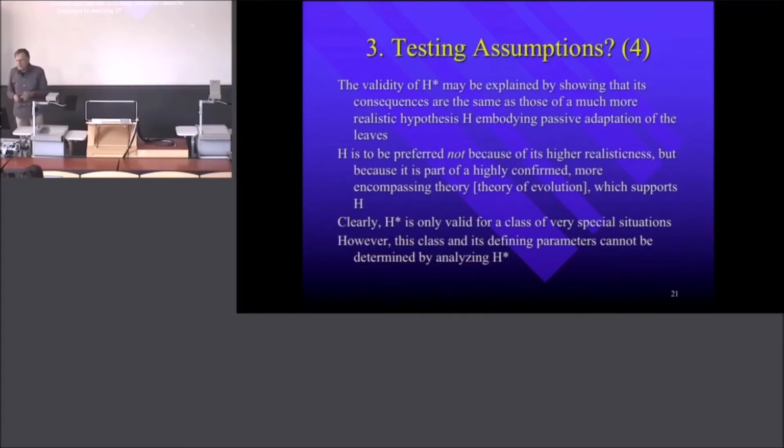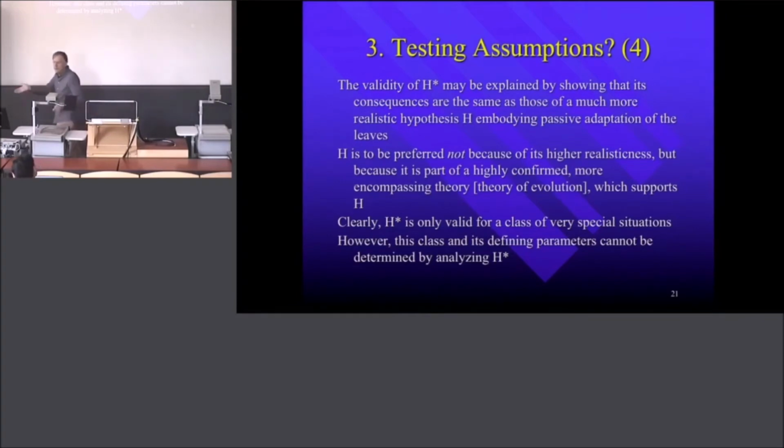However, this class and its defining parameters cannot be determined by analyzing H star. So if you ask under which circumstances can I apply H star, he says you can't do it by analyzing H star, by just looking at, oh, this is interesting, how should they jump from one location to the other? That won't help. And there you see it, that's the same argument as with the free fall. You cannot determine where you can apply the law of free fall in realistic situations with air pressure and everything. You cannot determine that by analyzing the assumption, namely vacuum. By knowing that, you don't know whether that's a good assumption for certain situations or not. You cannot determine it that way.